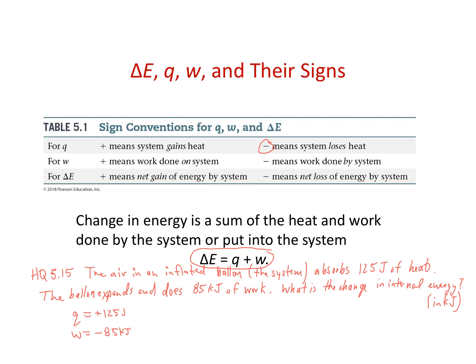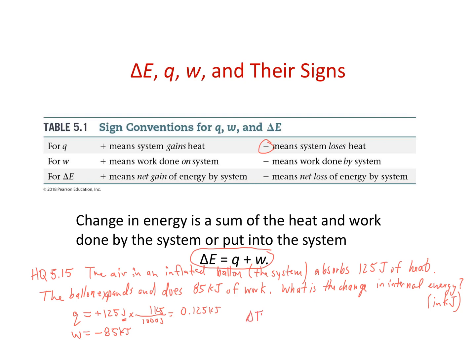Well, the one trick to this calculation is they were tricky and they gave us the heat energy in joules. We need to convert that to kilojoules. And we know that for every 1,000 joules, we have 1 kilojoule. So I divide that by 1,000 to get 0.125 kilojoules. Now I can do my calculation.